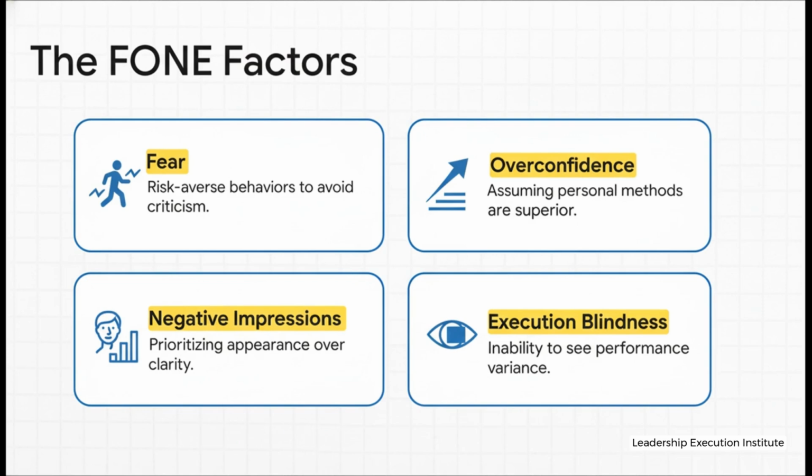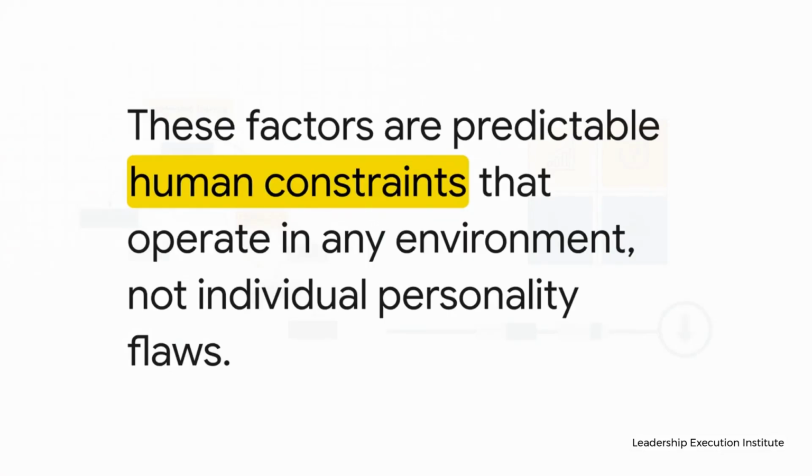Fear leads to risk-averse behaviors, to avoid uncertainty or criticism. Overconfidence is when a leader assumes their personal methods are just plain superior to the standards. Negative impressions. That's when prioritizing how you look takes over from seeking clarity. And finally, execution blindness is the simple inability to identify that performance is varying in real time. And it is absolutely crucial to understand that these factors are predictable human constraints that operate within any operational environment. They aren't individual personality flaws. This isn't about pointing fingers at bad leaders.